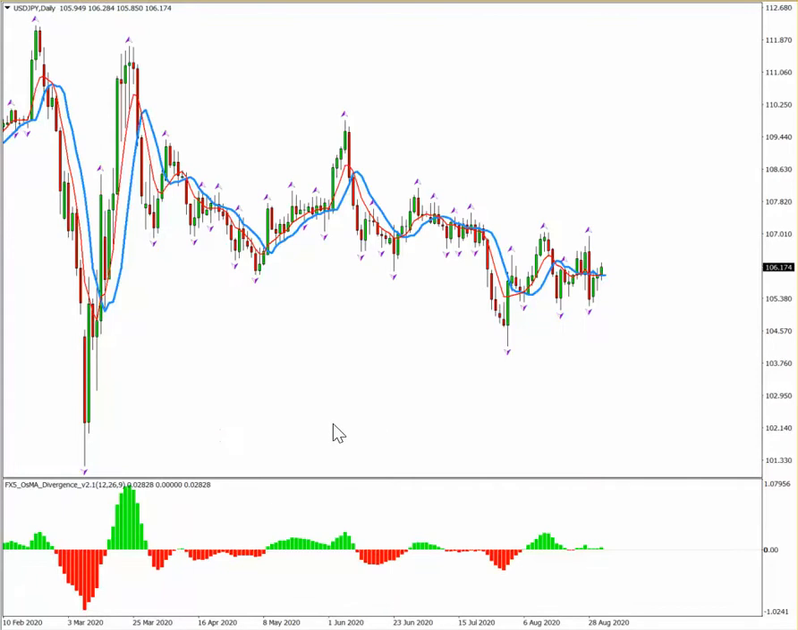I have a US dollar, Japanese yen. It looks like we could eventually have a bullish move, but so far, there's a bit of a triangle here and a lot of inside bars. So major consolidation. See how all these moving averages are just stuck together. We'll not touch that.